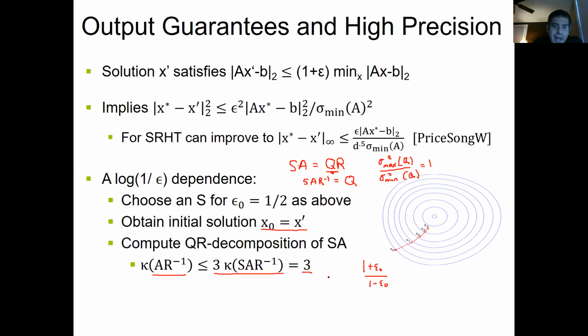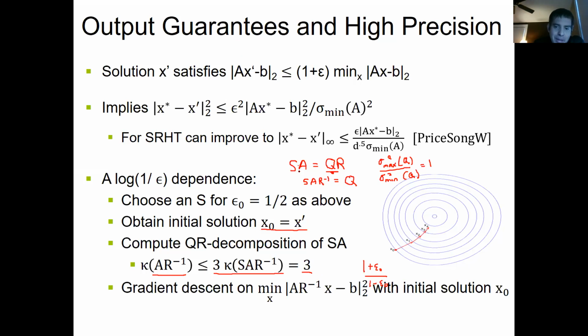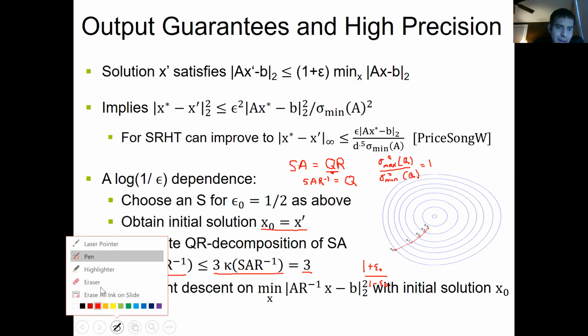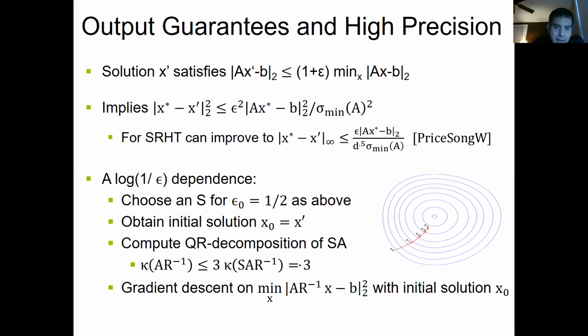Okay, so now what do you do? Well, now that you have a preconditioned matrix with constant condition number, and you have an initial solution x0, well, you're all prepped up to run gradient descent now. Okay, so gradient descent will now converge in log 1 over epsilon iterations because it depends linearly on the condition number, and you're starting at a constant factor solution.